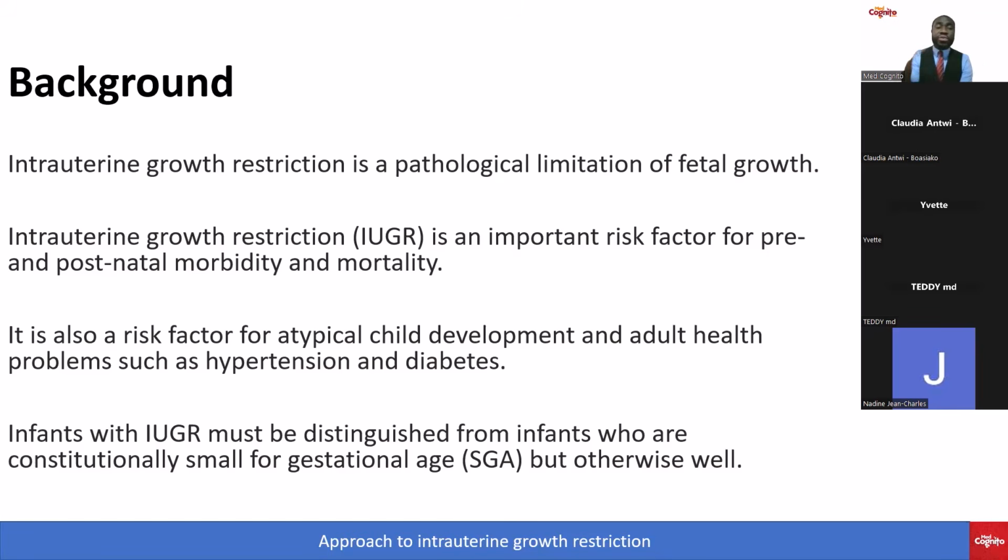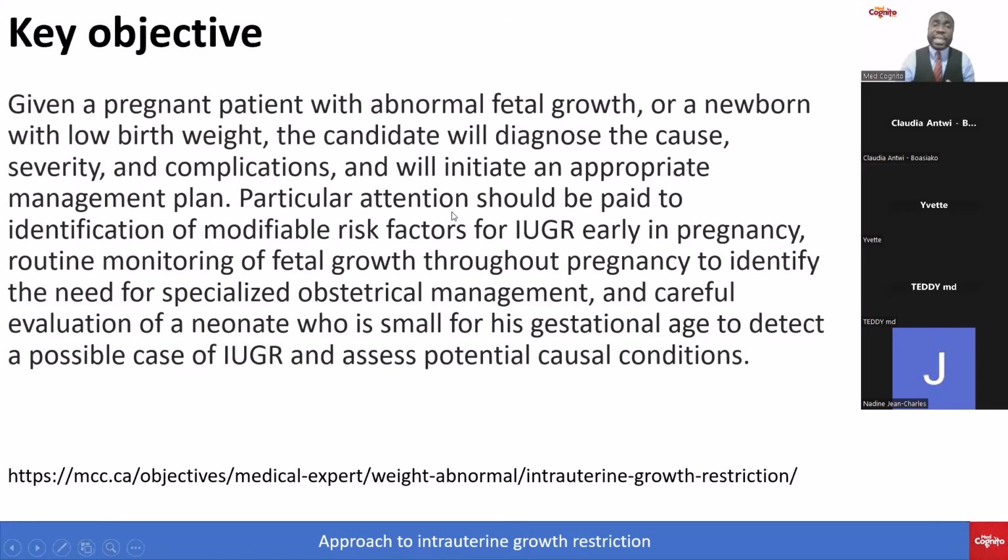Infants with intrauterine growth restriction must be distinguished from infants who are constitutionally small for gestational age, but otherwise well. So the whole point about this objective is that while you are learning intrauterine growth restriction, not every baby who is small has intrauterine growth restriction. So you must be able to decipher those who are constitutionally small, but they are okay, from those who have actual intrauterine growth restriction. So let's get into it.